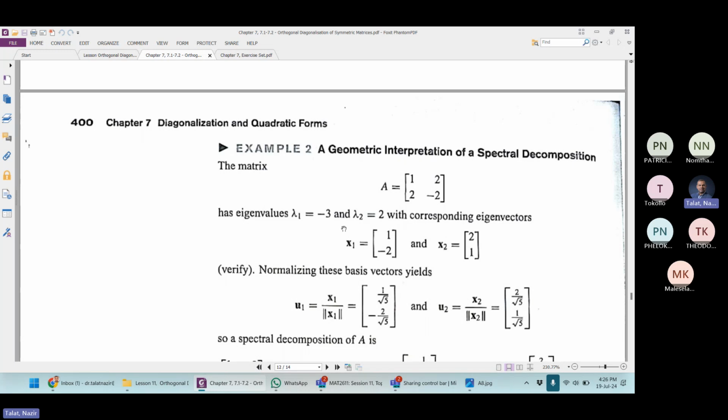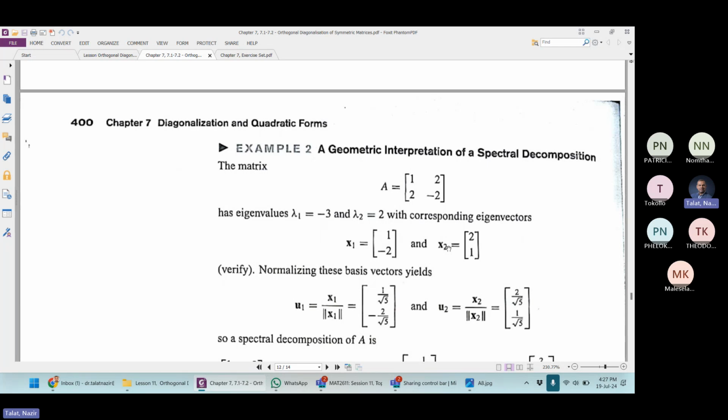Now if you find the corresponding eigenvectors, for lambda equal to -3 the eigenvector is this, and for lambda equal to 2 the eigenvector is this. Note that if you multiply x1 with x2, x1 times x2 is equal to 0, because eigenvectors for different eigenvalues are always orthogonal since A is a symmetric matrix. Now, this is orthogonal but not orthonormal. Orthonormal means the norm should be equal to 1. The norm of x1 should be 1, and the norm of x2 should be 1.